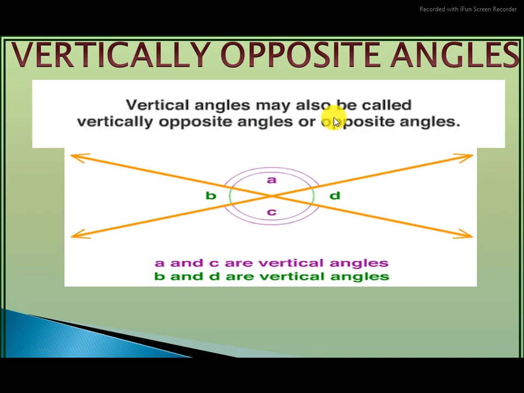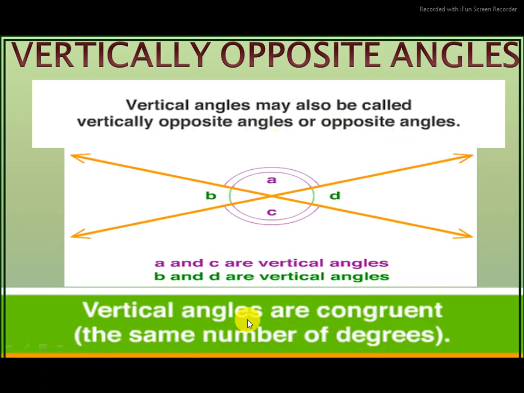Vertical angles may also be called vertically opposite angles or opposite angles. And vertical angles are congruent. The same number of degrees. They measure the same, or we call them equal.